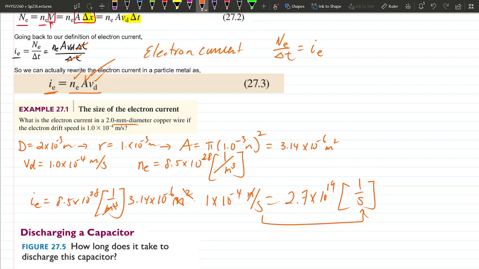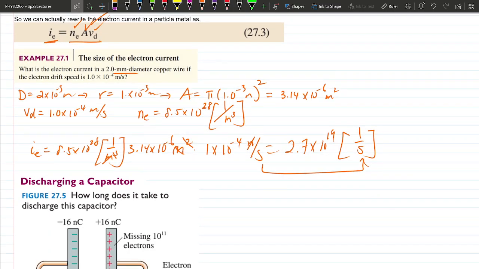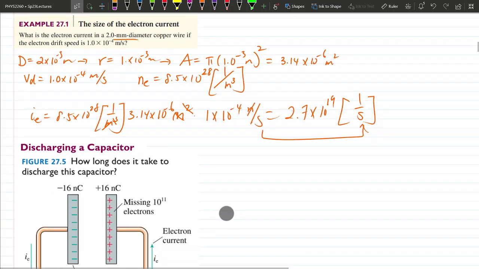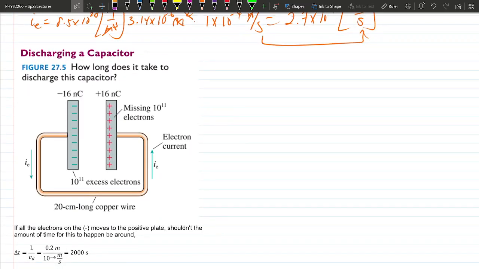Okay. Eventually, what we're going to do is convert this to another unit, just regular current as opposed to electron current. We're going to see how many coulombs per second will be moving around. Okay. So before we move on from this idea of electron current, right?